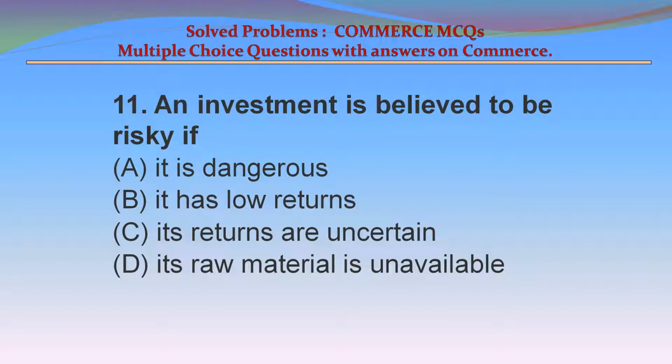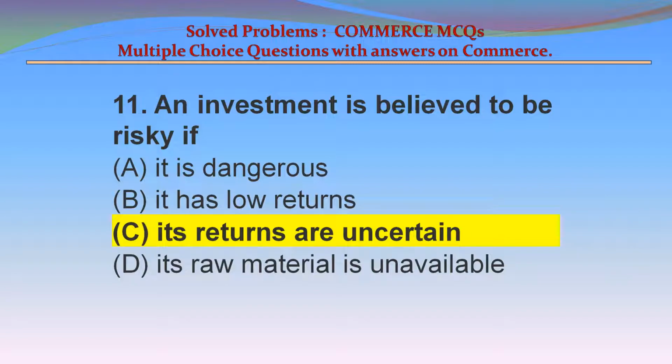11. An investment is believed to be risky if option A, it is dangerous. Option B, it has low returns. Option C, its returns are uncertain. Option D, its raw material is unavailable. Answer C, its returns are uncertain.